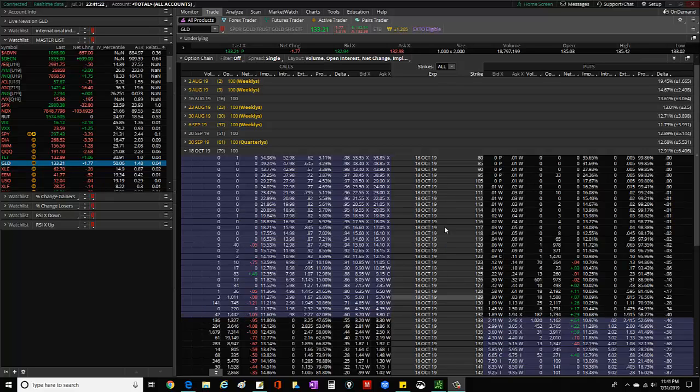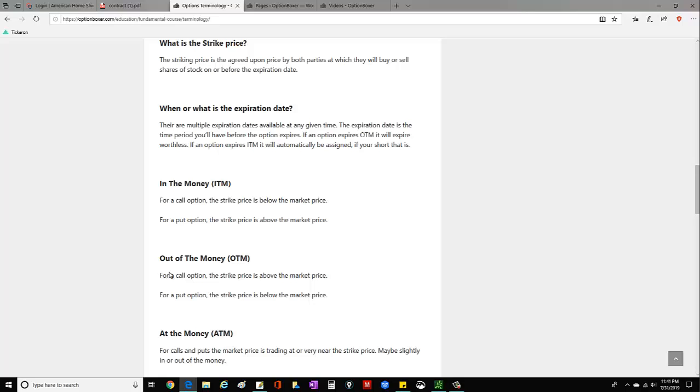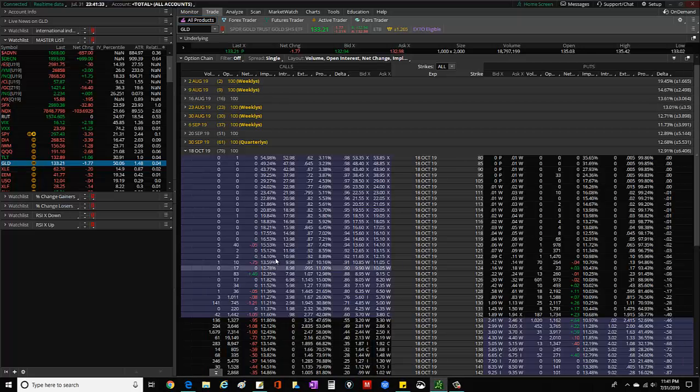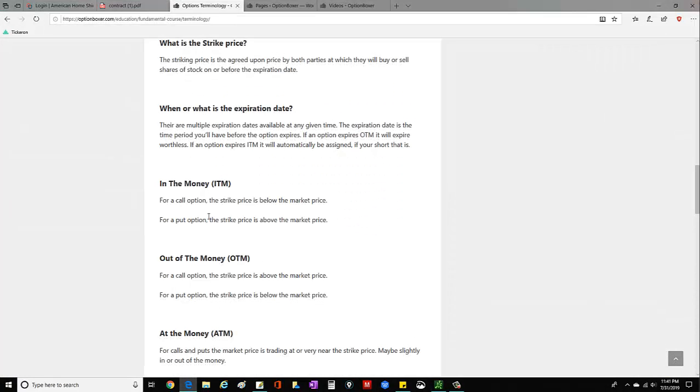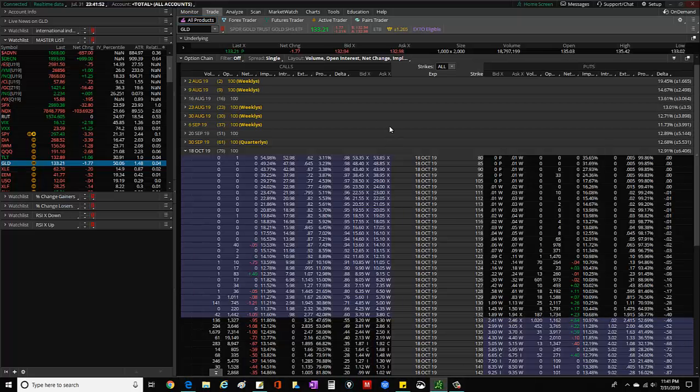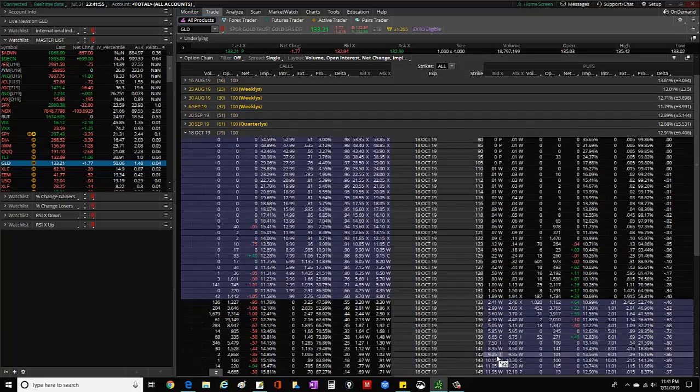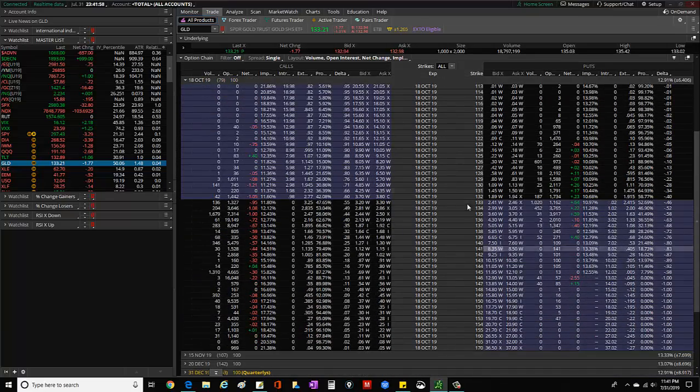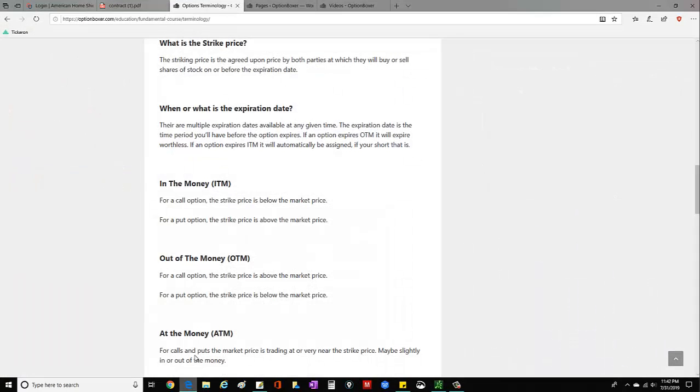But you can see here the way this is listed. For a call option, the strike price is below, so the key word there is below the market price. And if you look here, the market price is 133. All this shaded in purple or blue is all below 133. So for instance, 118, of course, is below 133. That makes it in the money. For a put option, the strike price is above the market price. So the market price, again, is 133. Anything down here is considered in the money for put options. So it's just kind of reversed from calls to puts.